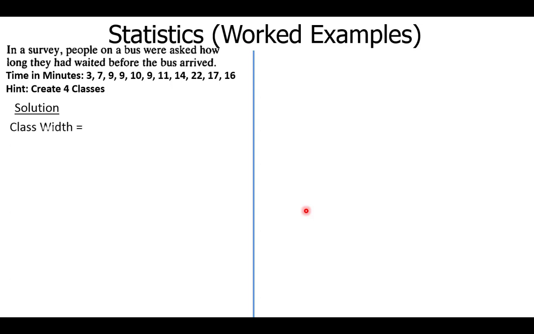And the solution for our class width, the formula for finding the class width, is given as the range divided by the number of classes. So what is range? Range is equal to your maximum number minus your minimum number. In this case, our maximum is 22 and our minimum is 3. Can you see that? Therefore, our range is equal to 22 minus 3, and that is going to be equal to 19.